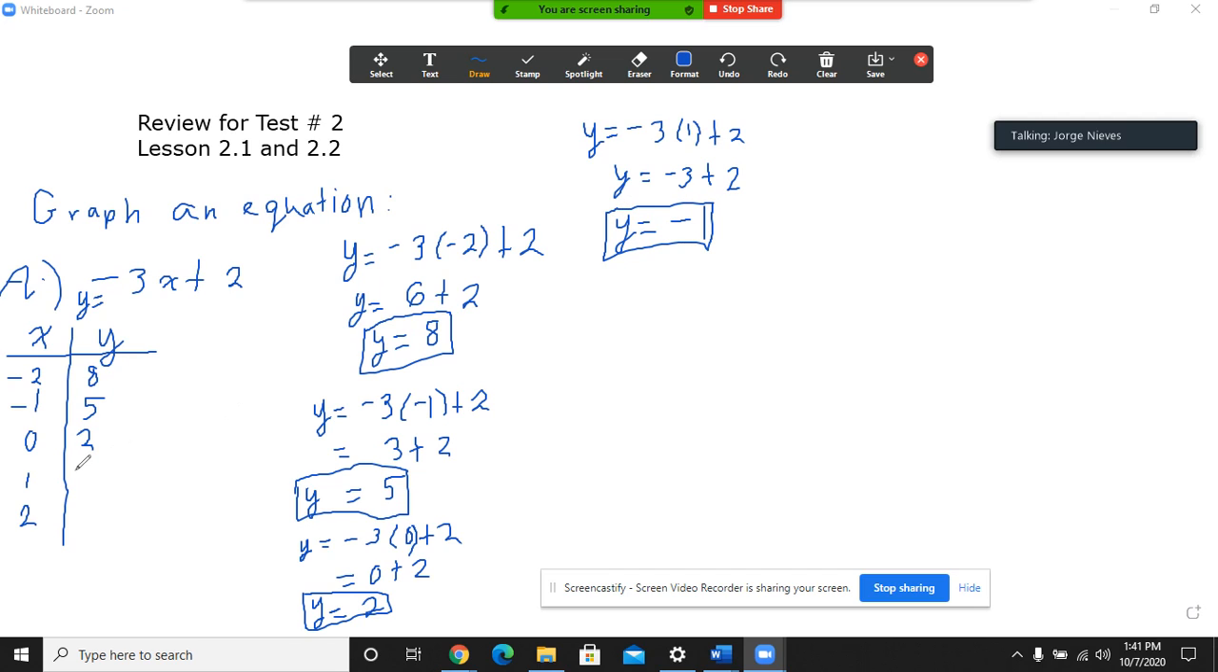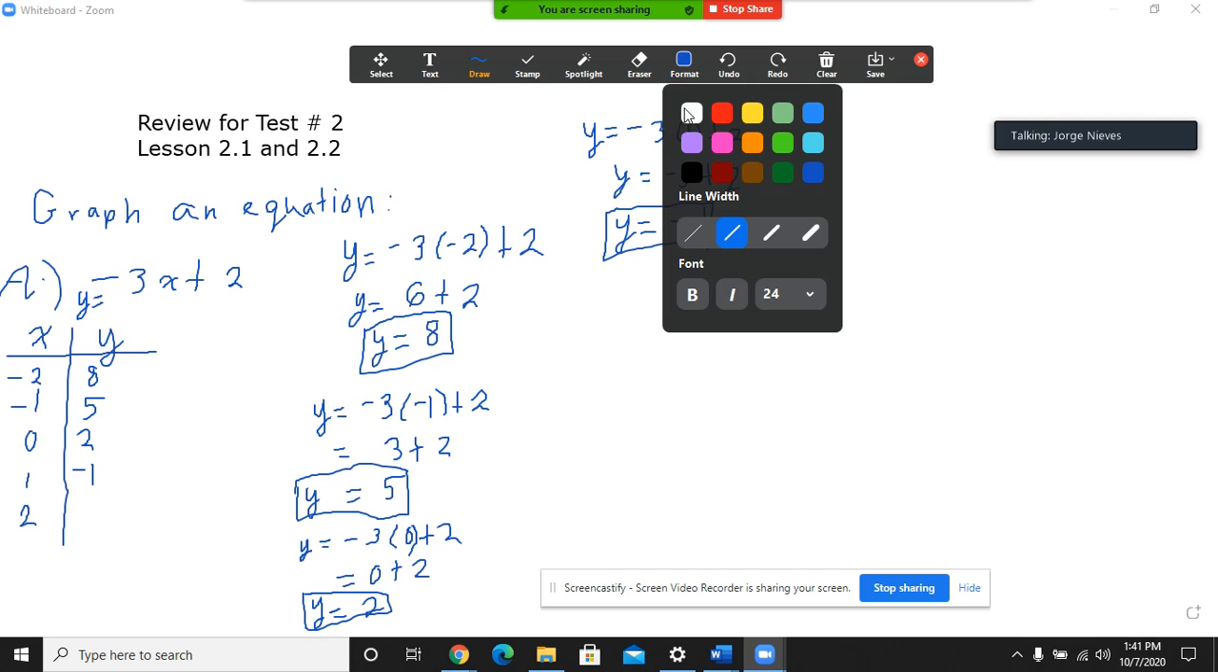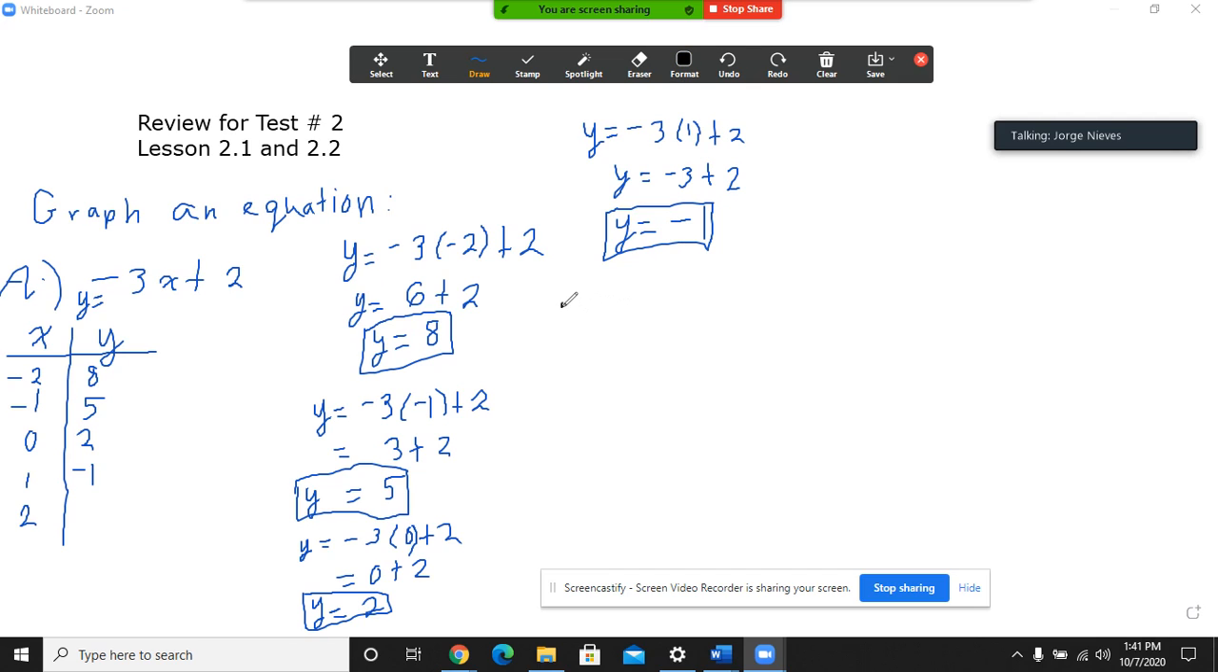So the last one, let me change the color. I was supposed to do that seconds ago. We're going to evaluate when x is positive 2. It's going to be negative 3 times 2 plus 2. That's negative 6 plus 2, and that is negative 4. So we have all our coordinates. We're going to try to graph this equation. Let's see how it will look.